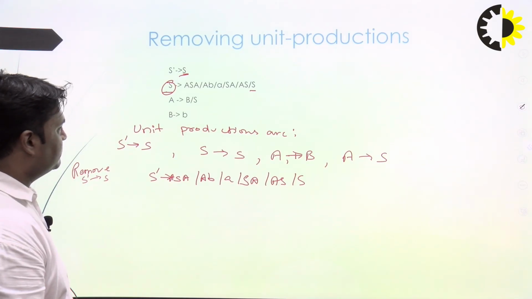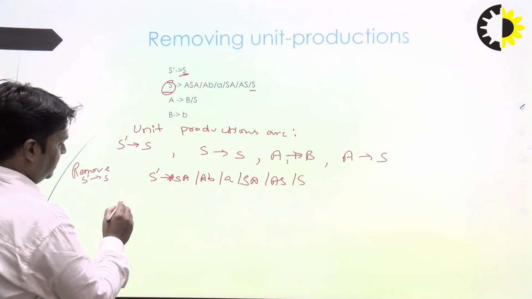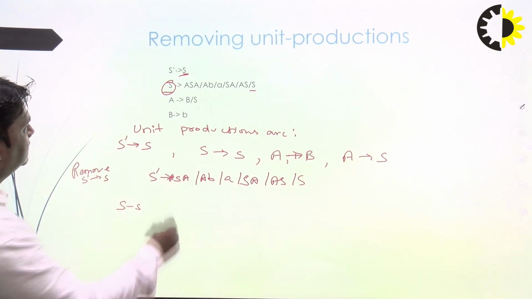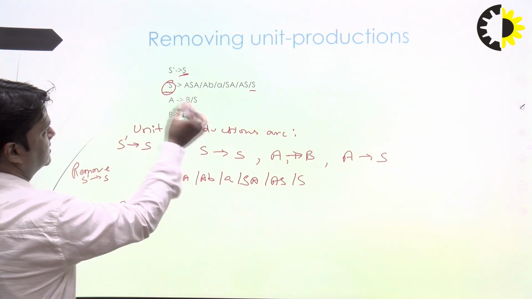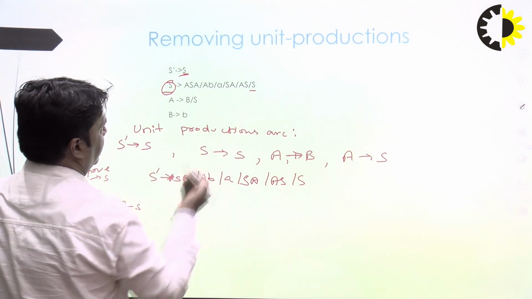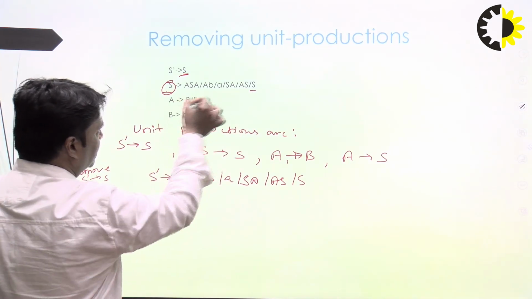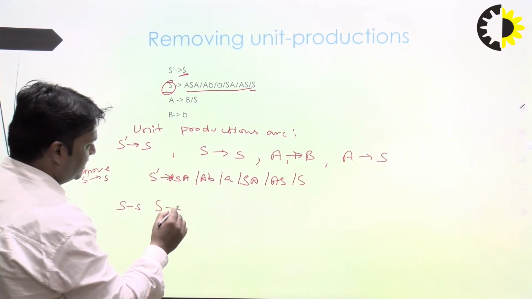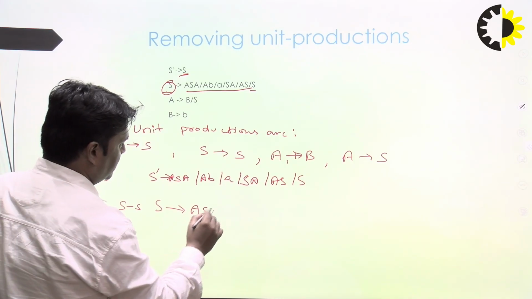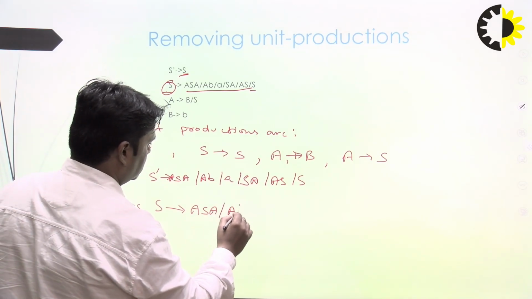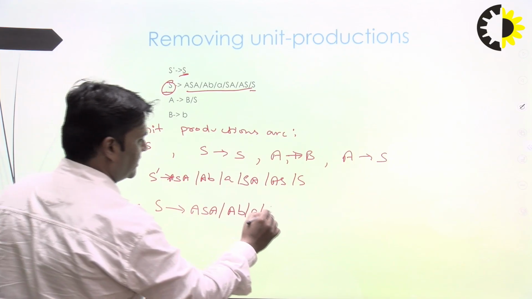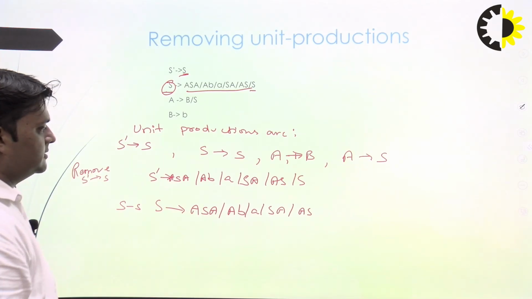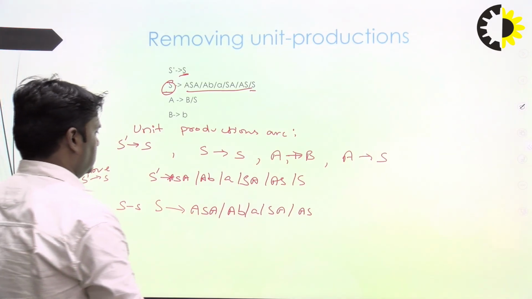We have to remove the next unit production S implies S. Then S derives S, so we have to replace this production in place of S, then the new production will be ASA slash AB slash A slash SA slash AS.